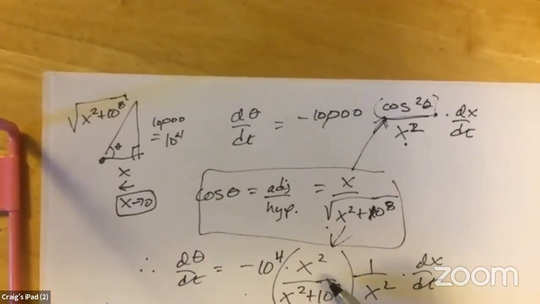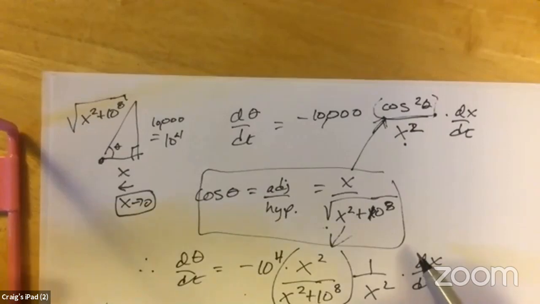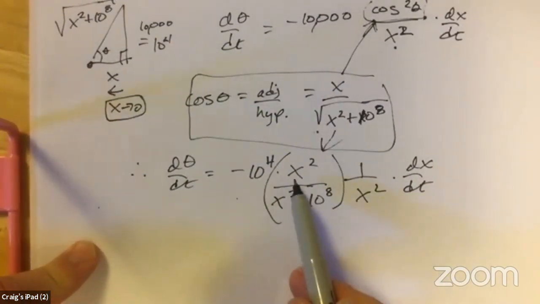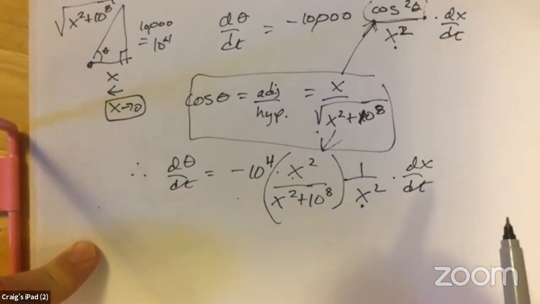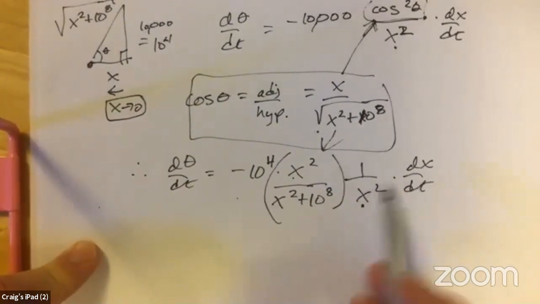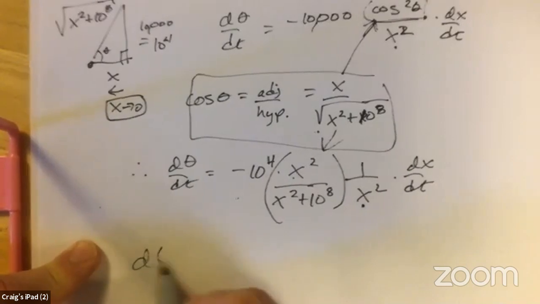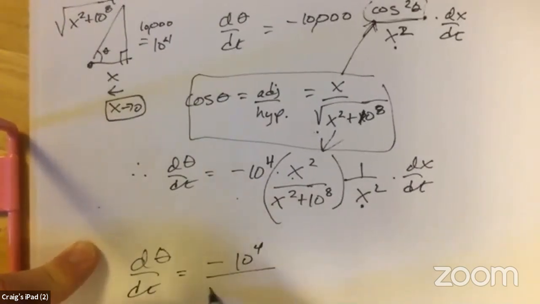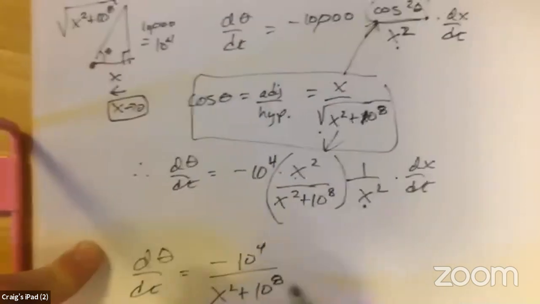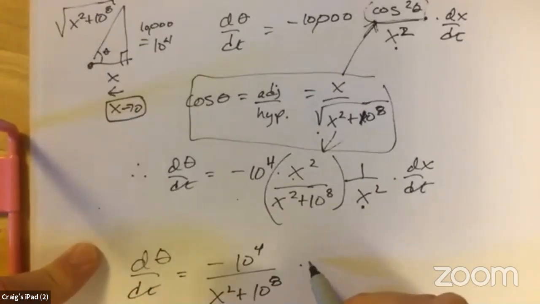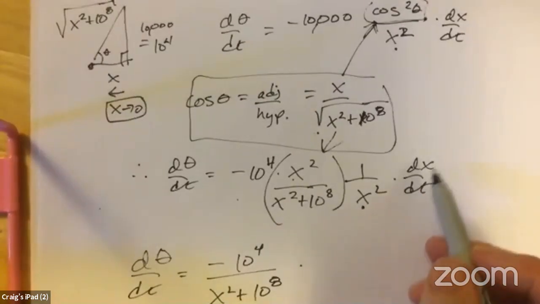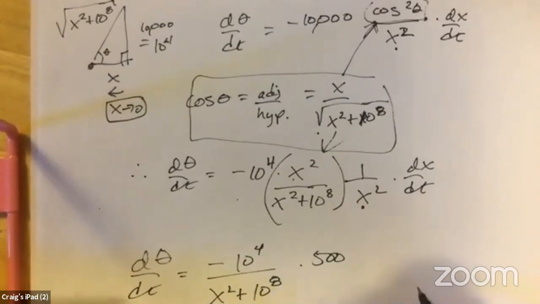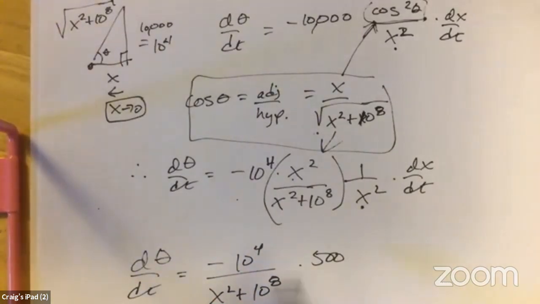And I have to square it. And so that's what our problem looks like. So now simplify the algebra: it's just x squared divided by x squared. Those disappear. And so I just have this cute enough problem. I have d theta dt equals minus 10 to the 4th divided by x squared plus 10 to the 8th. And I still have the dx dt. And we know what the dx dt is, it's constant. We're always just doing 500 miles per hour. Okay, so this is our d theta dt.